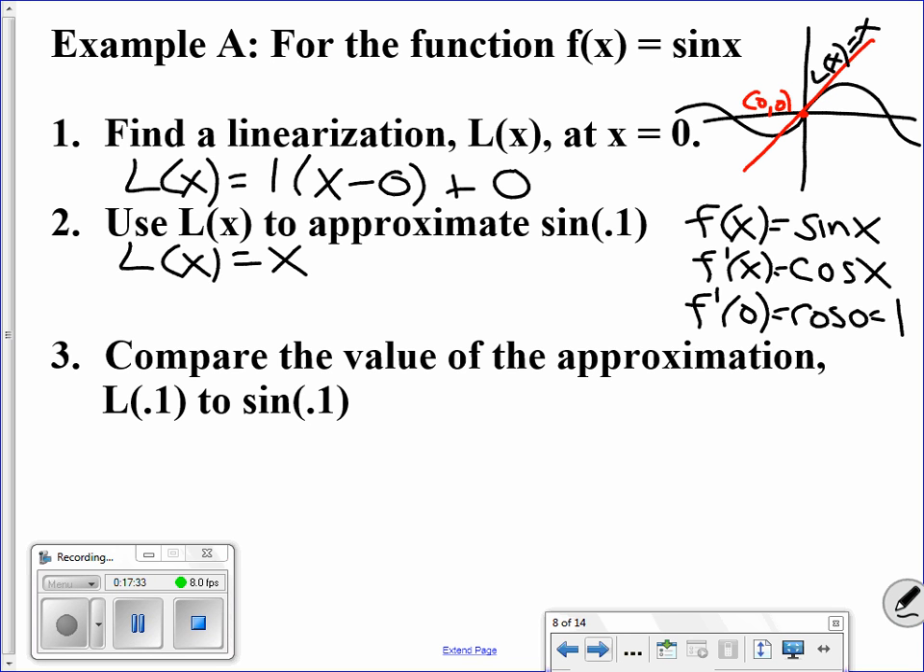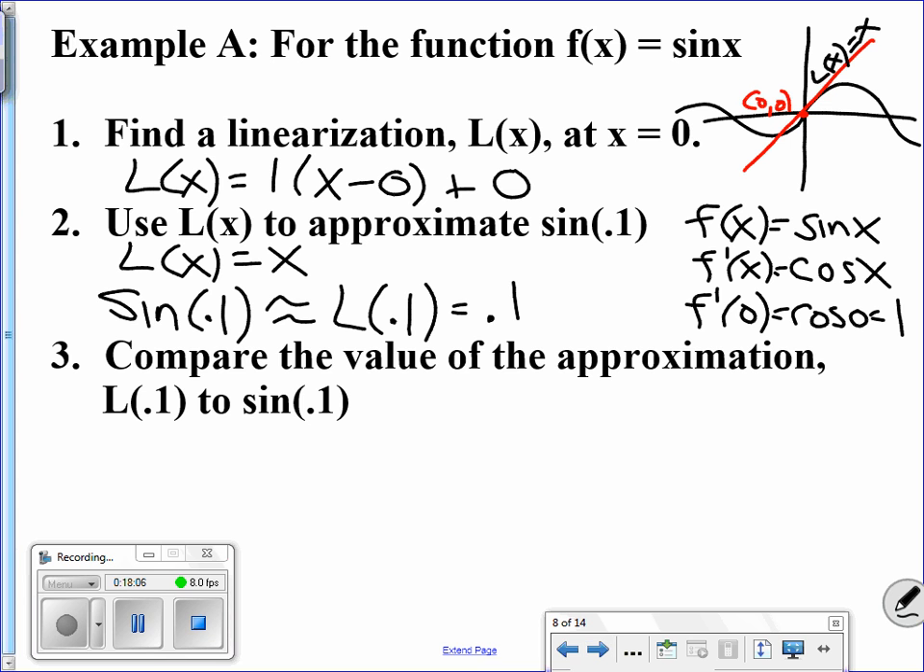And they want us to use that linearization to approximate the sine of 0.1. So the sine of 0.1 is going to approximately be equal to L of 0.1. And what's L of 0.1? What's y on the tangent line when x is 0.1? 0.1. So we plug 0.1 into the equation of the tangent line. That we can do, right?